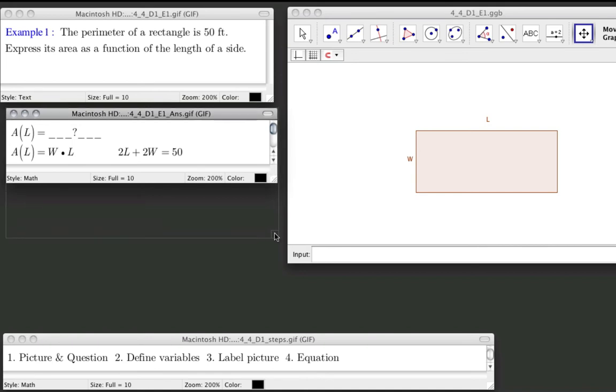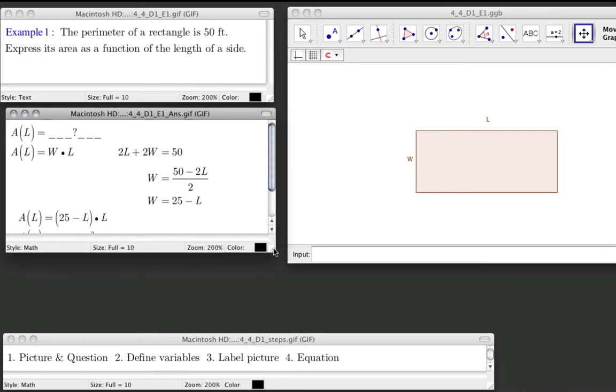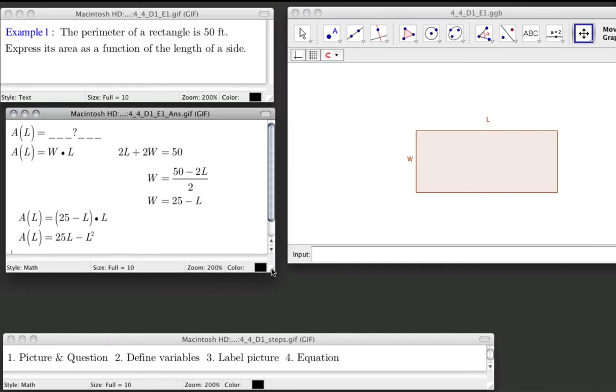I think we know the steps for solving for w. Subtract 2L from both sides, divide by 2. Since both of these are even, they can both be reduced. I know that w is 25 minus L, and my function for the area of a rectangle in terms of length only, 25 minus L times L. Final answer after I distribute the L. The area as a function of length, 25L minus L squared.